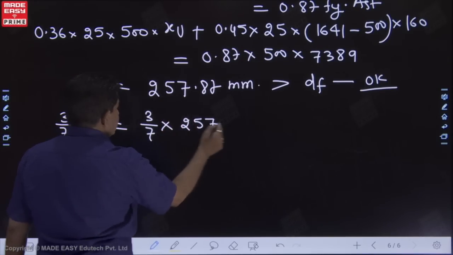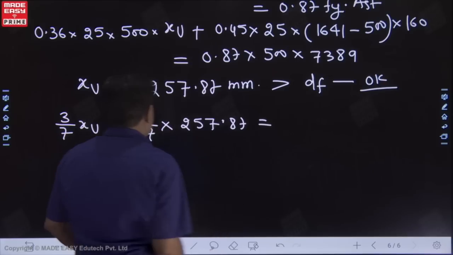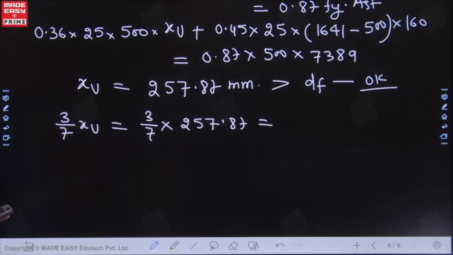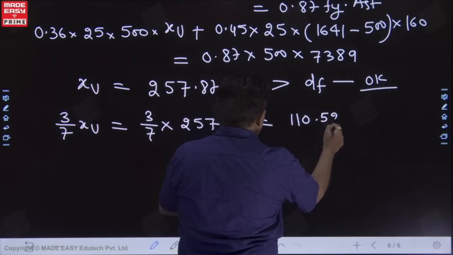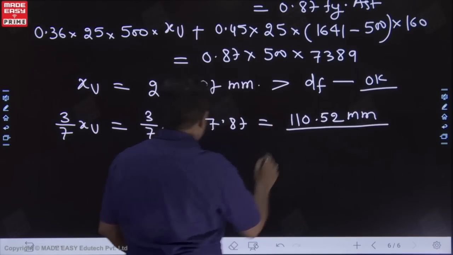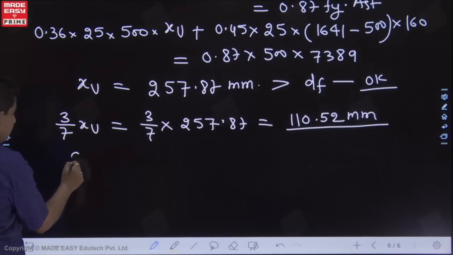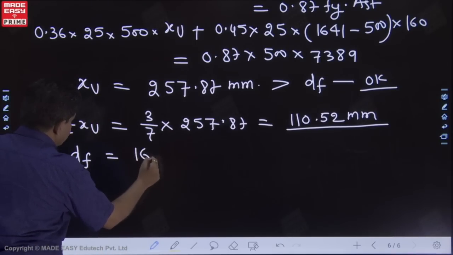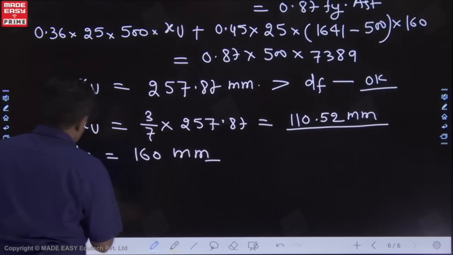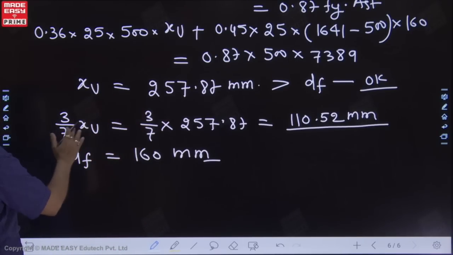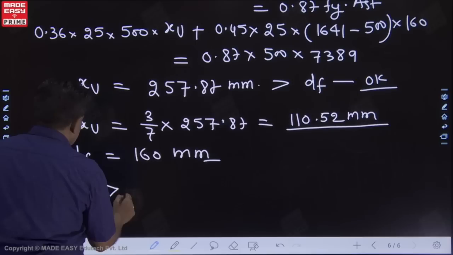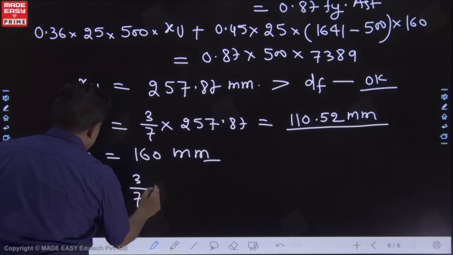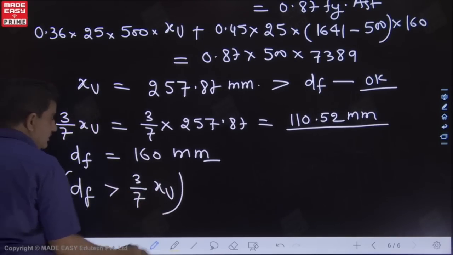3 by 7 of 257.87. It is 110.52 mm. That means 3 by 7 xu is 110, Df is 160 mm. What happened? Df is not less than 3 by 7 xu, it is more than. Df is coming greater than 3 by 7 xu. So Df is not less than.